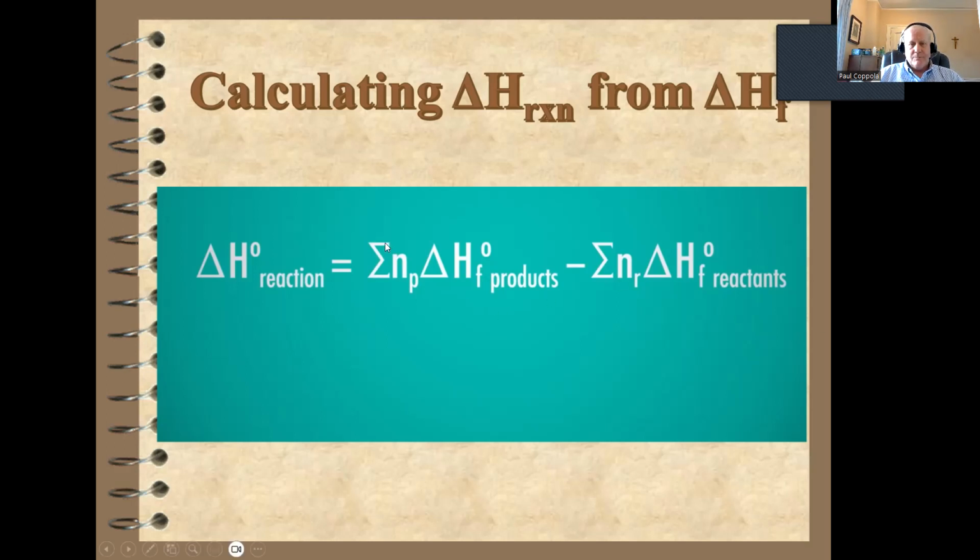And this little guy here means sum. It's called sigma. You see it in Excel spreadsheets. And N just means the coefficient. N is the number of moles, but here we're just going to call it the coefficient because they're the same. It's the coefficient in the equation that you're going to multiply the heat of formation value by, for each product and then for each reactant.